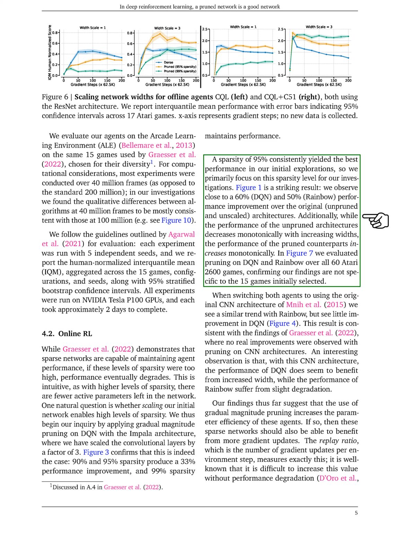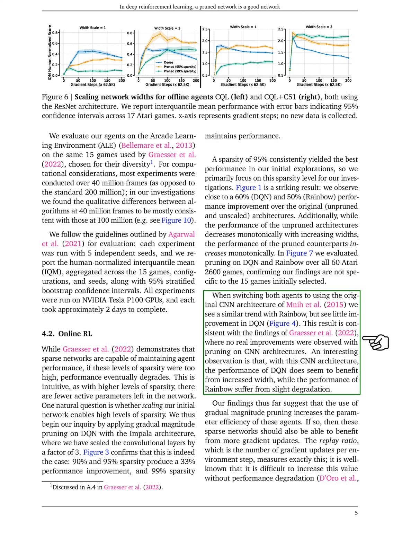When we reverted to using the original convolutional neural network (CNN) architecture for both DQN and Rainbow, we noticed a similar trend for Rainbow but little to no improvement for DQN. This aligns with previous research indicating that pruning does not significantly benefit CNN architectures. However, we did observe that increasing the network width improved DQN's performance, while slightly degrading Rainbow's performance.